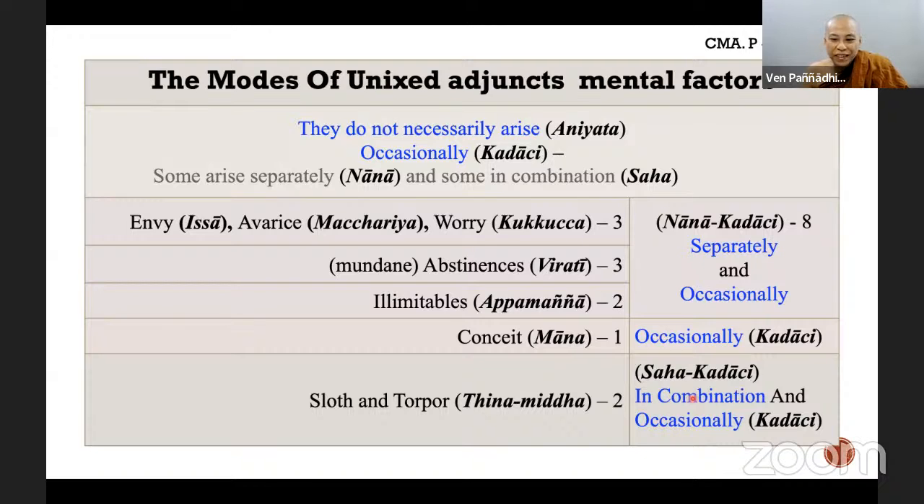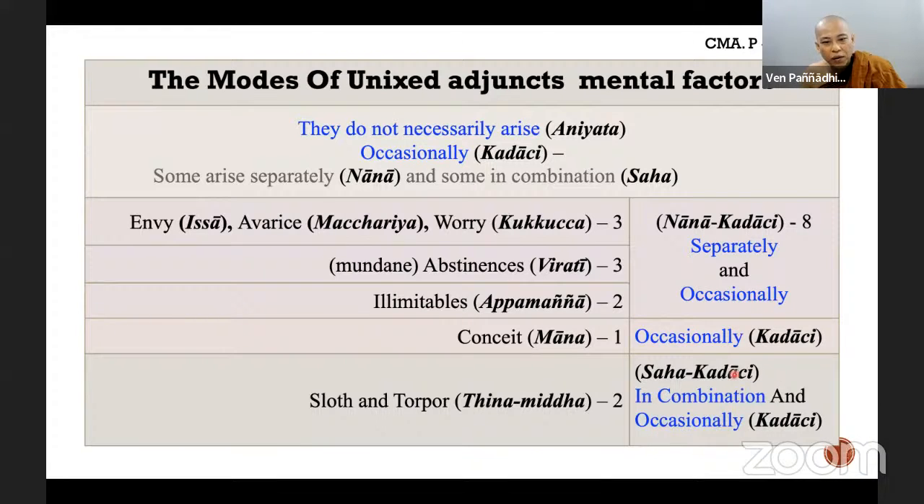So here, Thina and Middha always arise together, but only Thina is considered a defilement, kilesa. Anyhow, we talked about Thina Middha arising in combination, but not necessarily arising. That's why they are occasional. So now you see all of them are Aniyata, because they are unfixed, and considered a Karaji, every group, right?